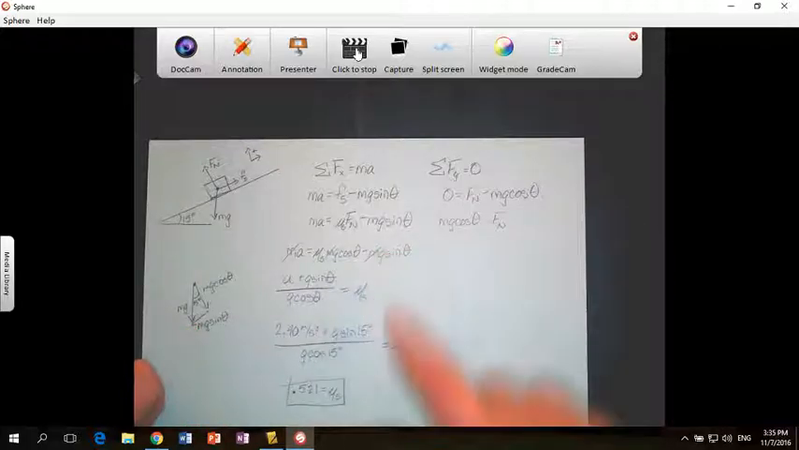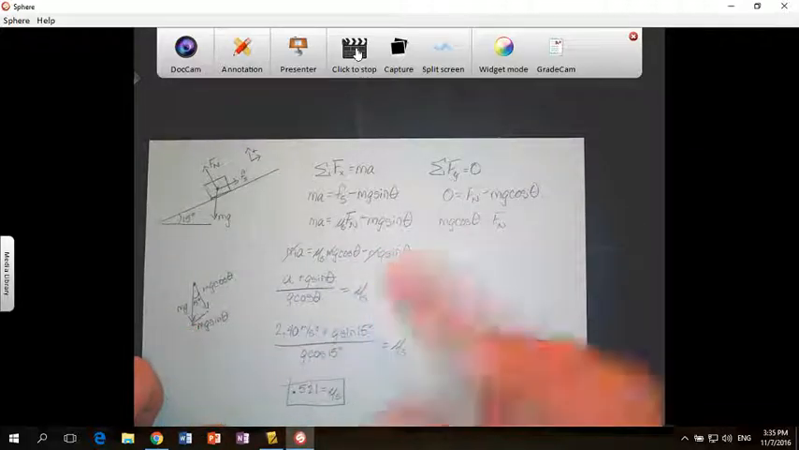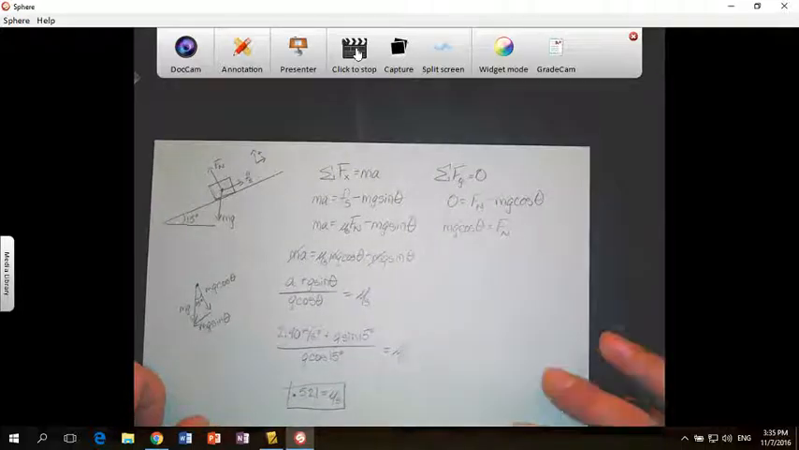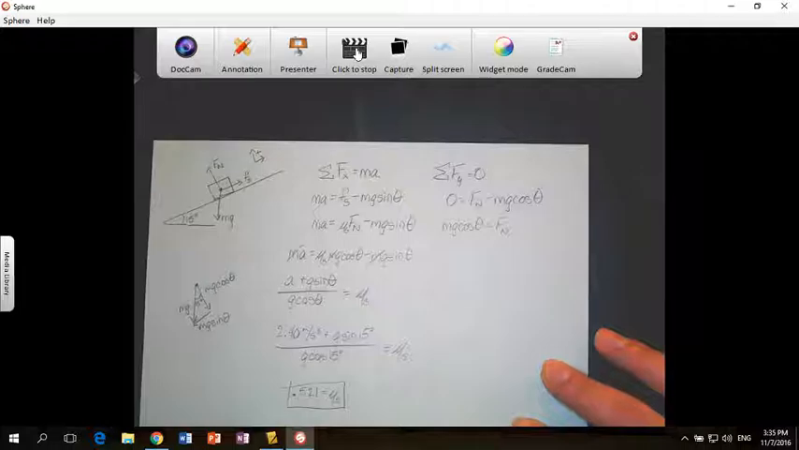And then I solved for my coefficient of static friction, plugged in my values, and I get 0.521 with the values that I'm given. Of course, it's WebAssign, so you might have had different values, but the process should be the same. So hopefully this helps bring a little clarification, and if you have any other questions, let me know.